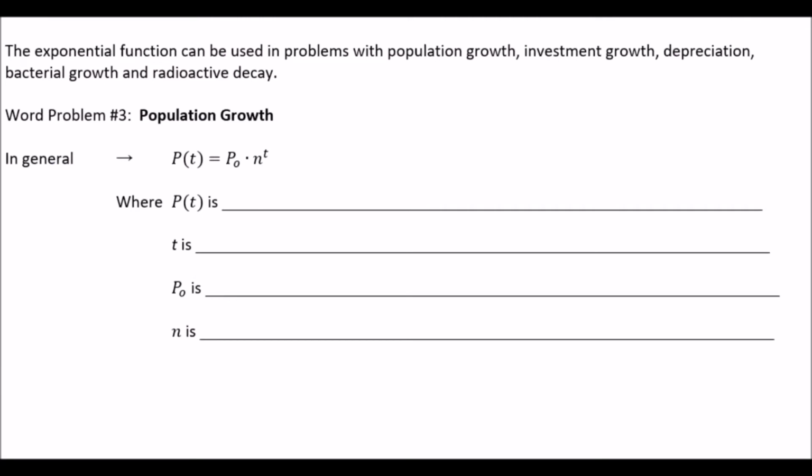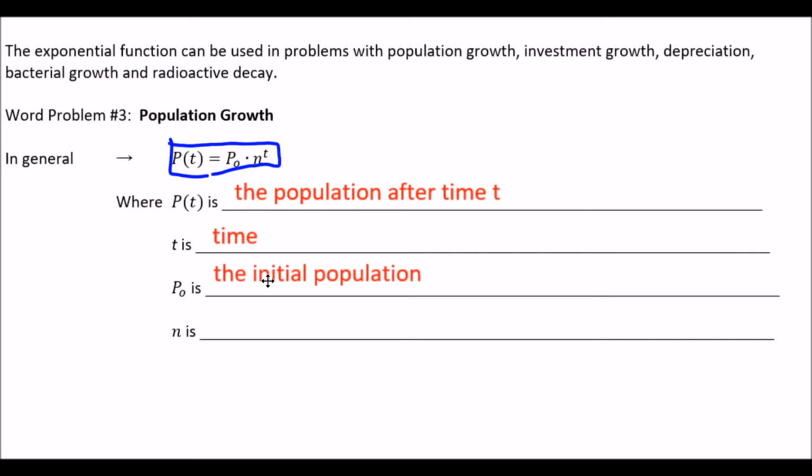We're going to start with population growth, and we're going to define the equation here. So P of t is equal to P naught times n to the exponent t. P of t is the population after time t. t is time. P naught is the initial population. In England, they don't actually say the number 0, they say the number naught. So that's kind of where we get that from. So the population after time 0, which is currently the initial one, and n is the growth rate.